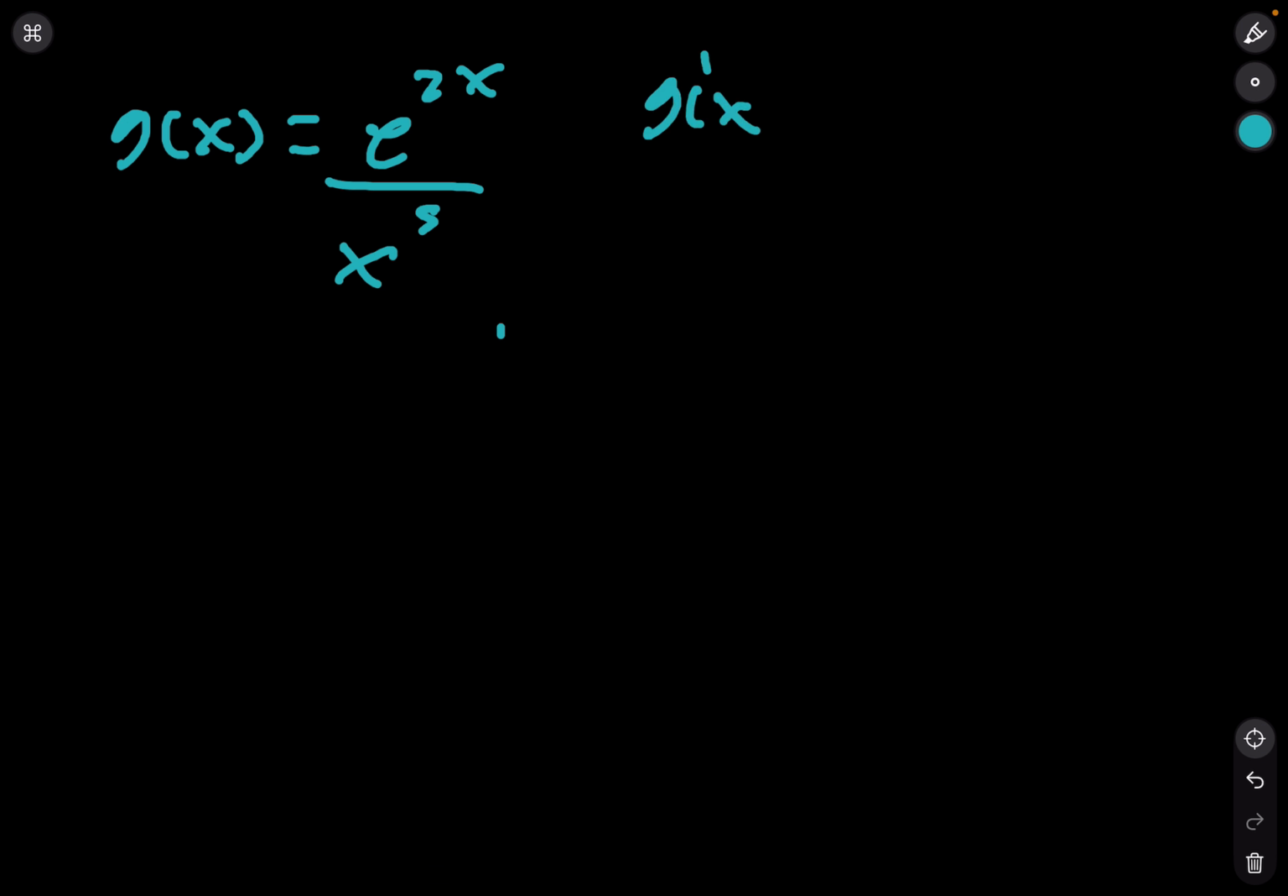So let's get into an actual example. Let's say you had g of x, and you had e to the 2x all over x to the 5th. You would just do the same thing. You would write out your little thingy. So g prime of x in this situation, again, you bring it up to the top.